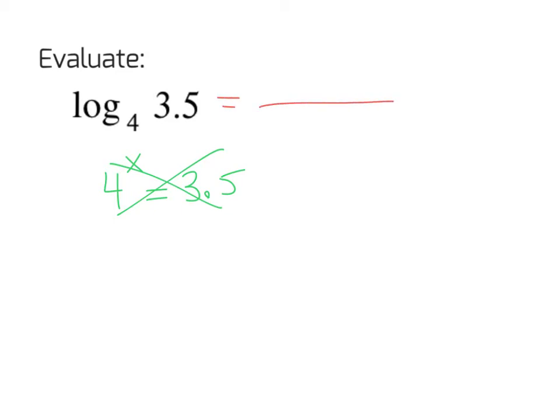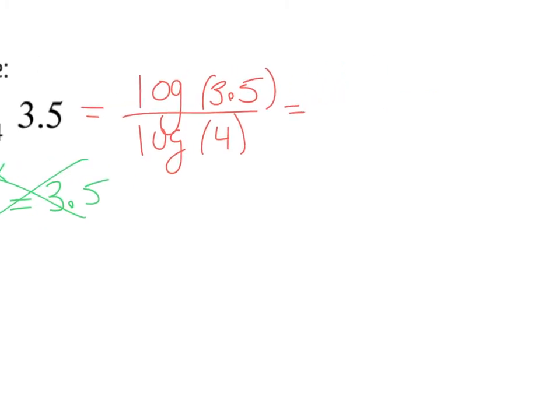So what we're going to do is we're going to change the base to 10 by splitting it up using the formula, putting the 3.5 on the top and the log of 4 on the bottom, and you can evaluate using your calculator. So again, alpha y equals, to get your fraction, log of 3.5 over log of 4, and we're going to round to 3 decimal places, so this answer is roughly 0.904.